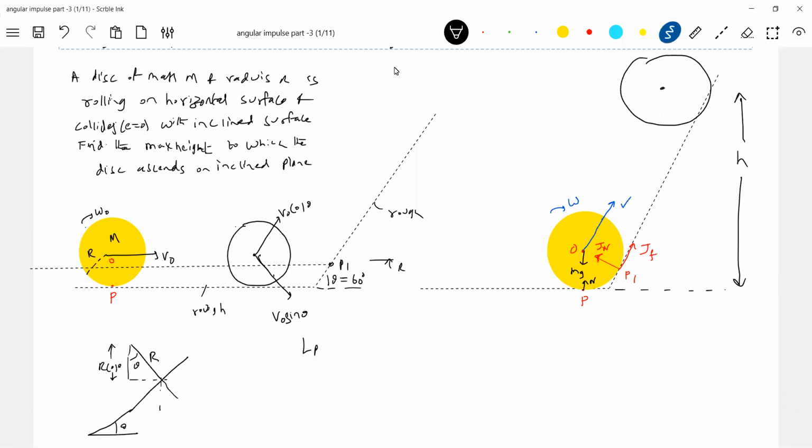Therefore the formula will be L P1 Z initial equals L P1 Z final. Initial angular momentum is m v naught R cos theta plus the angular momentum due to rotational motion about the center of mass. This should be equal to finally m V R, why R? OP1, because about P1, after collision, m V R plus I O omega. Pure rolling: V naught equals R omega naught, and no slipping occurs is telling.